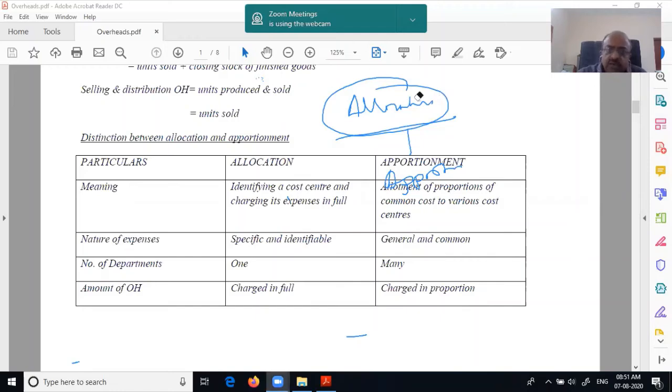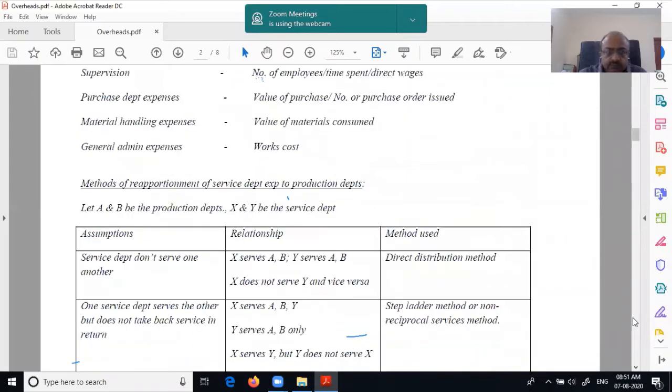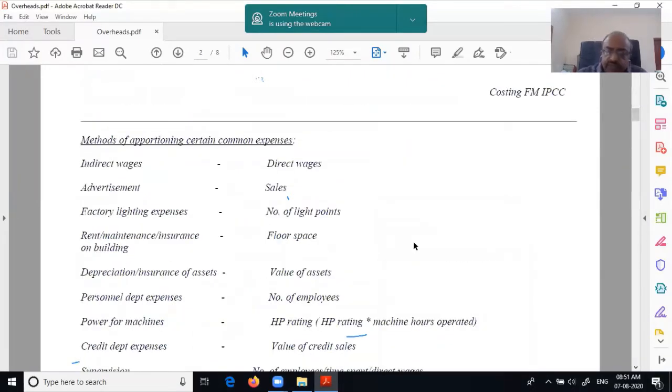Okay, now let us look at some examples of methods of apportionment. Allocation is very simple. You know this, you just allocate. In apportionment, there is a judgment involved. So in that judgment, we need to find out how to do it.